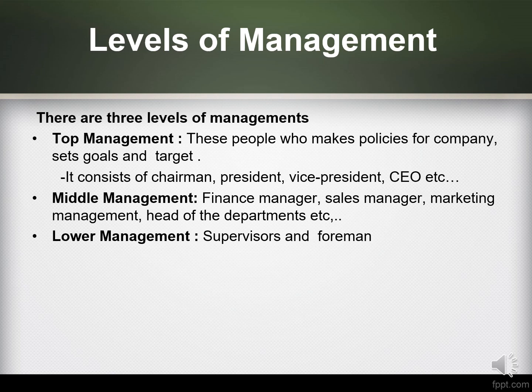Middle management includes the finance manager, sales manager, marketing manager, heads of the departments, etc. Lower management covers the supervisors and the foremen. Middle management includes people who handle finances, how sales is going, how marketing is going, and the heads of all those departments. The lower management includes the supervisors and the foremen. So this is about the levels of management.